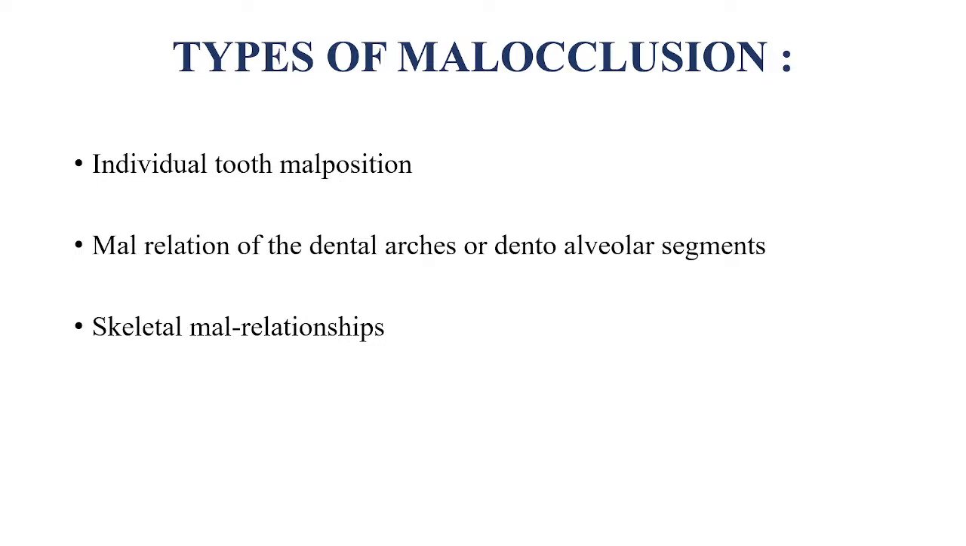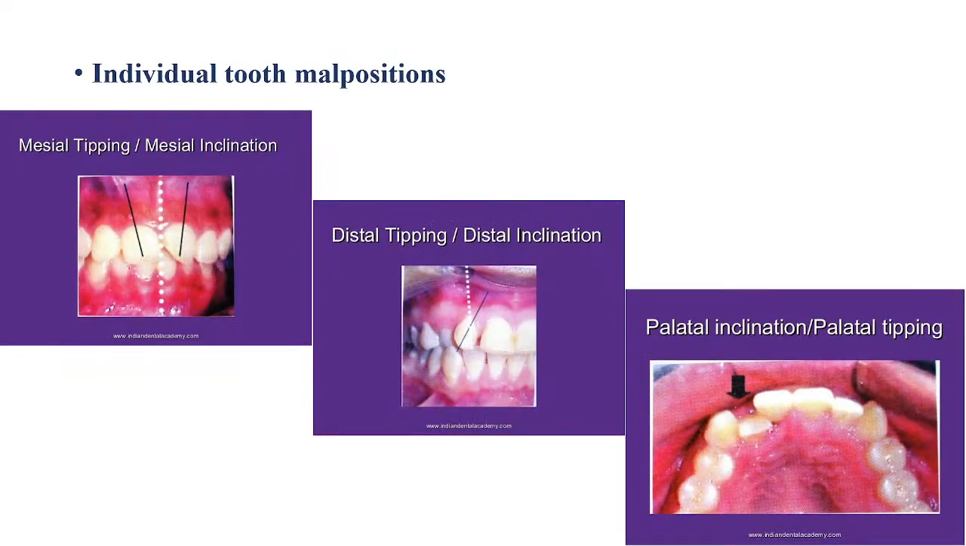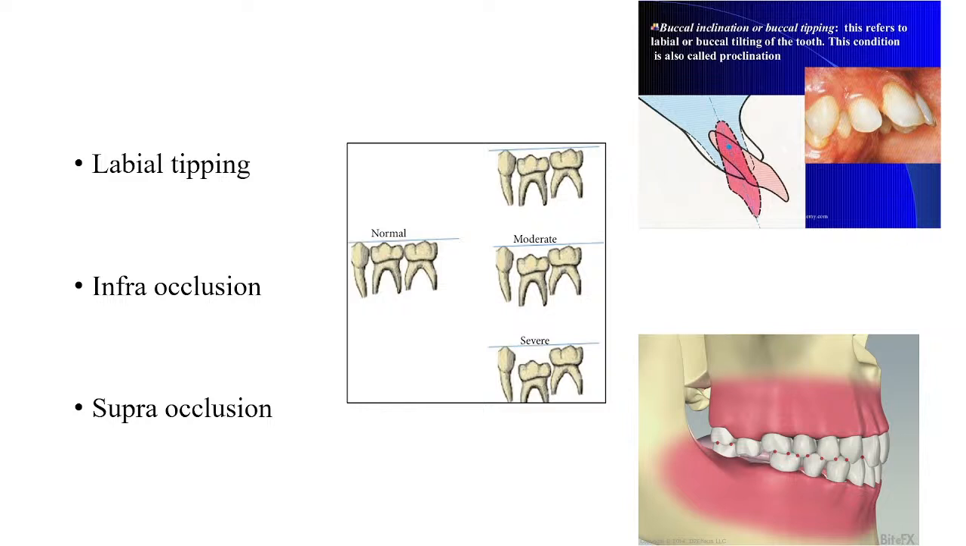The last surface remaining is called the occlusal or the incisal. Posteriors will have the occlusal surfaces, the flat surface, and the front teeth will have an incisal edge. Okay, this incisal edge. So if your tooth is malpositioned, it may be mesial tipping. As you can see in this photograph, your tooth is inclined mesially. It may be a distal tipping, so it is inclined distally. It can be a palatal tipping, inclined more palatally. Labial tipping, inclined more labially.